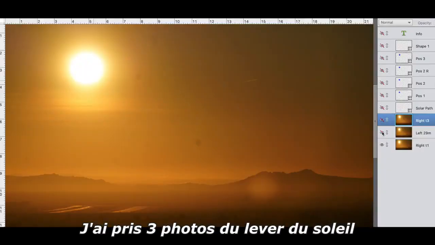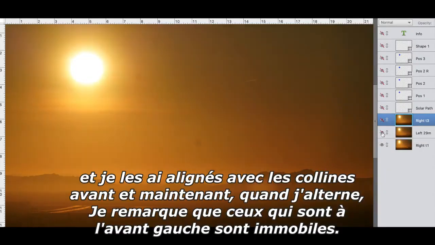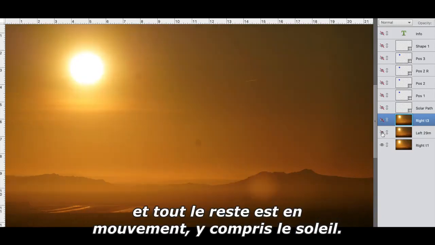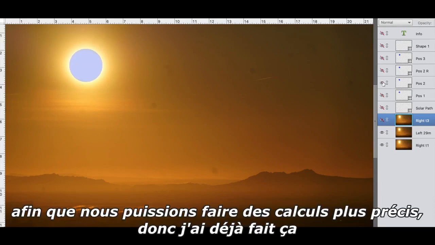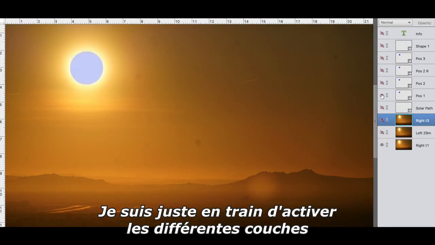So I took 3 photos of the sunrise and aligned them to the front hills. And now when I toggle, notice those front hills to the left are stationary and everything else moves, including the sun. Now let's put a circle over the sun so we can do more exact calculations. So I've already done that. I'm just enabling the different objects.